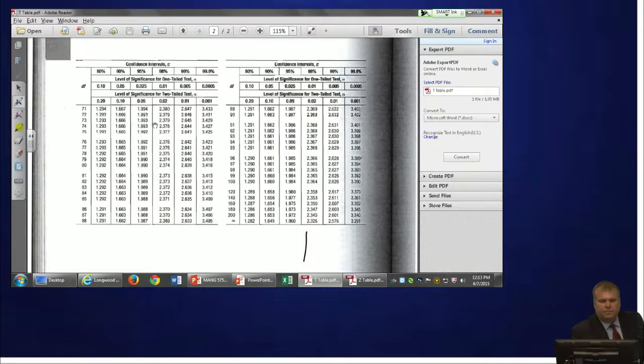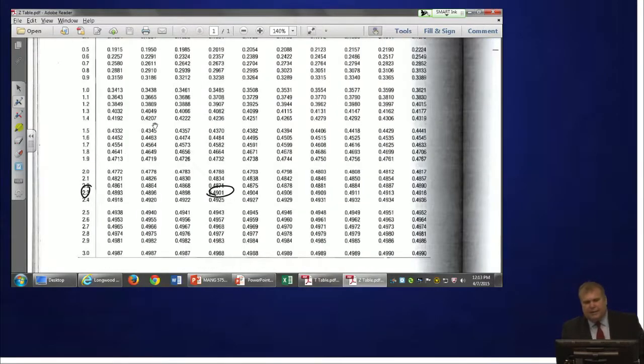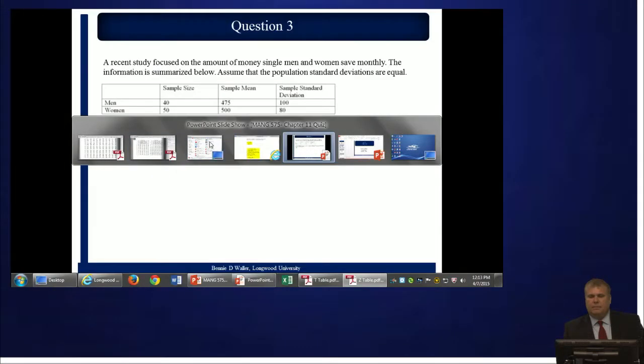88, it's 2.36. So you're comparing 2.33 with a Z, and a T is 2.36. So there is a very small area there where you would have a different answer if you used a T versus a Z, but technically you should use a T statistic here. Okay, and so the T would be, let me go back.